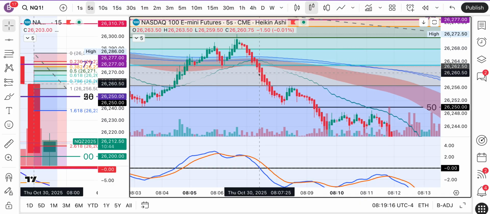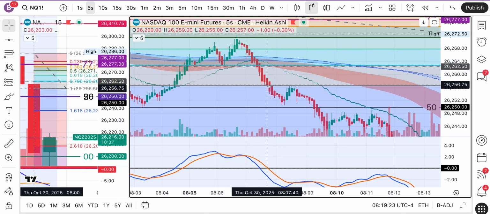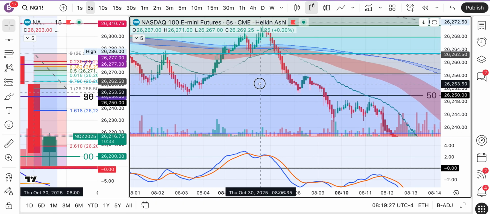It wasn't pulling back at all. I had a target set down here somewhere, and as it came down to it, I tried to pull the target away, but it was too late. I couldn't pull the target away, so it took me out.